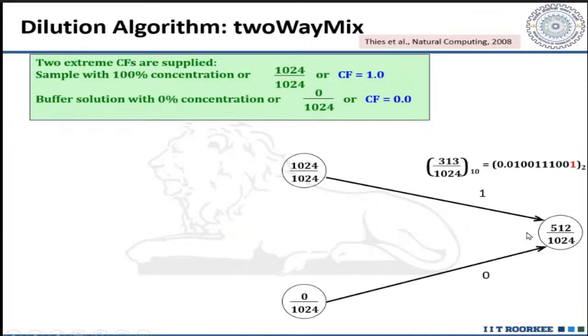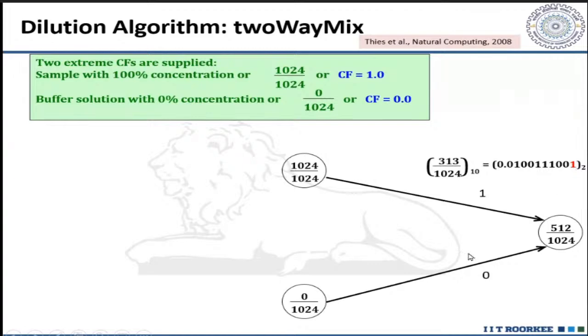So there are algorithms people have developed, and these are very easy. They take the concentration in binary form, just converting the decimal into binary, and then start mixing these two. This is the sample because this is 100%, the same in numerator and denominator, and this is 0 by 1024, so this is 0%. If they take this sample and this buffer, they mix them and get 50%. This is 1 by 2, so 50% concentration. And then they start scanning these bits from right to left.